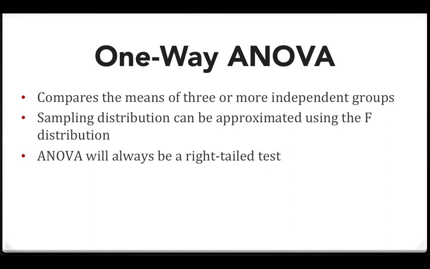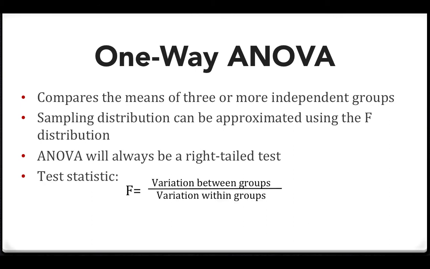Like the t distribution, the F distribution has degrees of freedom. There are actually two different types of degrees of freedom for an F distribution. Between groups, which is just based on the number of groups, and within groups, which is based on the sample size along with the number of groups. The test statistic is an F-test statistic, also known as the F ratio. It is a measure of variation between groups over variation within groups.